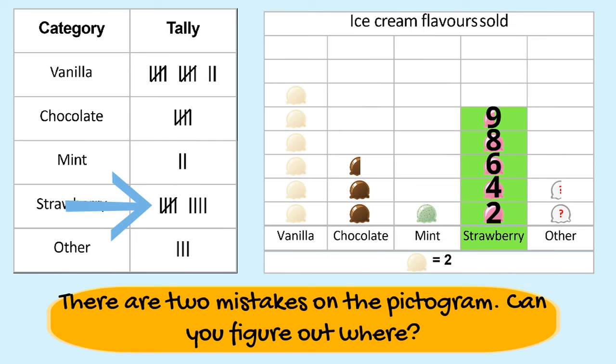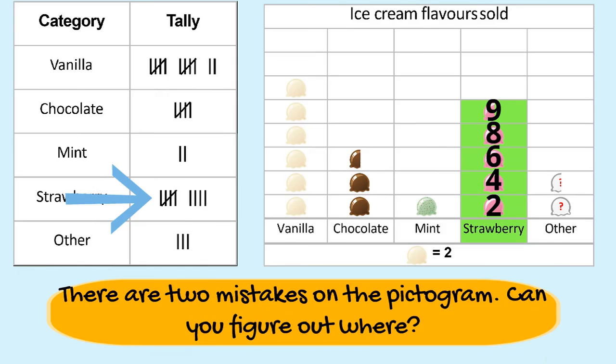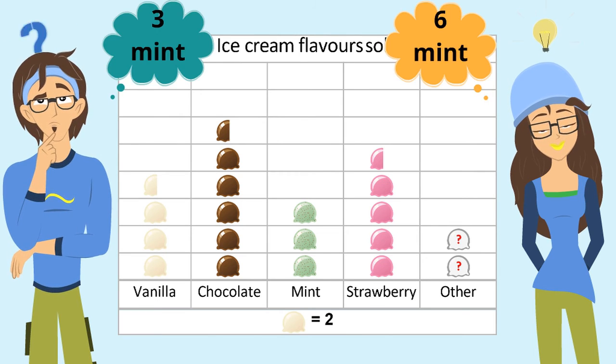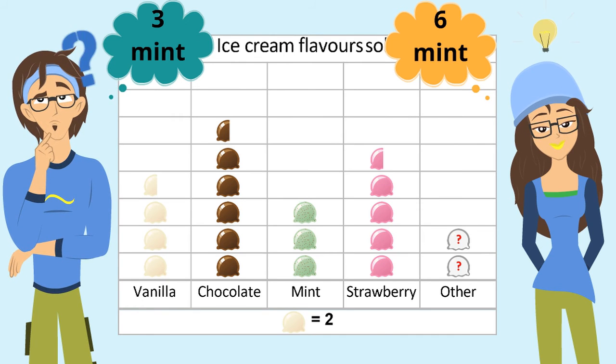Next question. Oh no, these two are arguing. On the left side there, Jason thinks one thing, and Juliet on the other side thinks a totally different thing when they're trying to read this chart. See which one of the two you agree with. So Jason, on the left side, thinks that there were 3 mint ice creams sold. Juliet, on the right side, thinks that there were 6 mint ice creams sold.